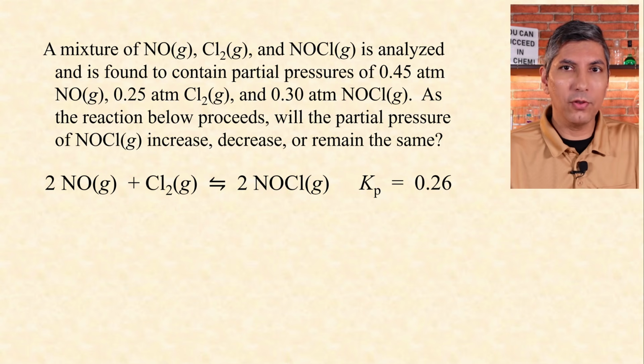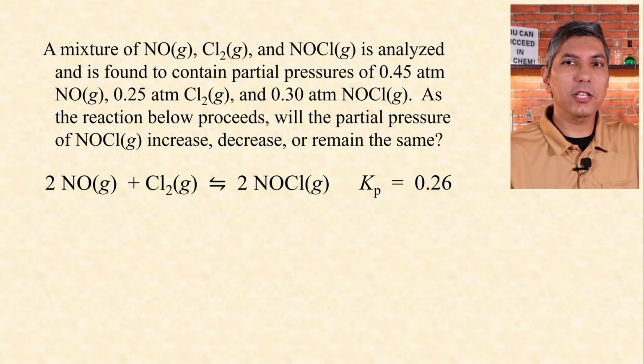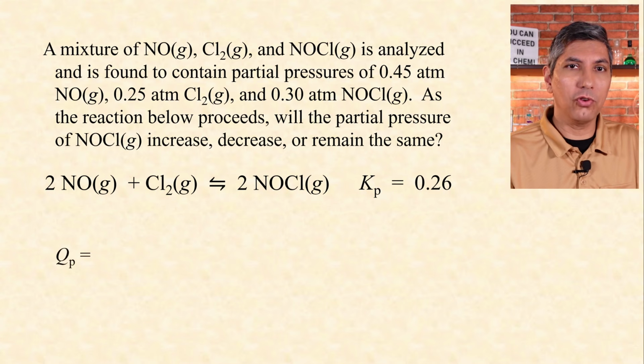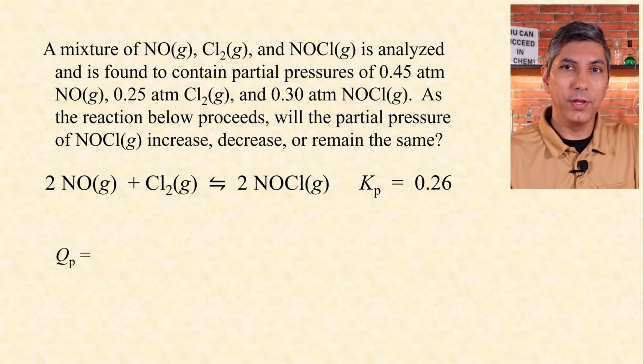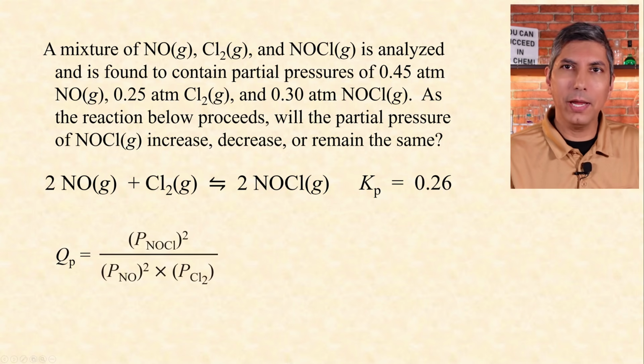We're given the equation and the value of Kp. We need to start by writing the expression for the reaction quotient, which is abbreviated Q. It's written the same way as the equilibrium constant, products over reactants raised to the power of the coefficients.